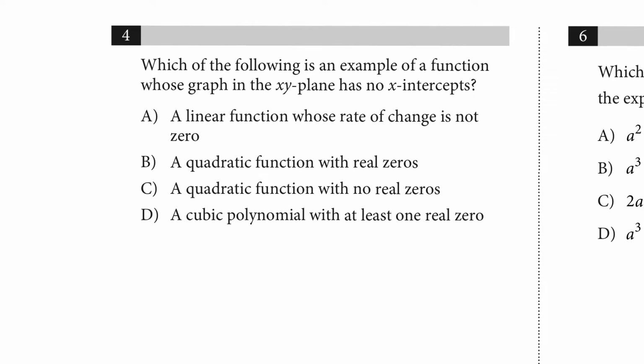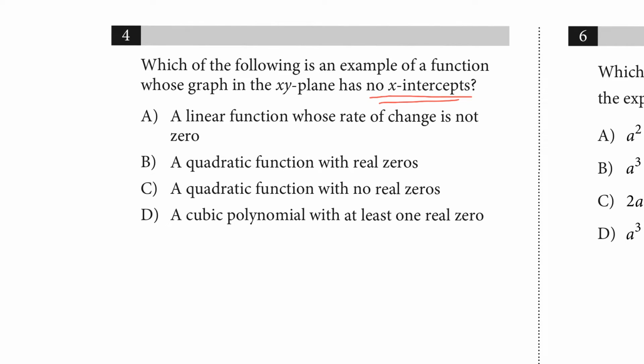Okay, so problem number 4 says, which of the following is an example of a function whose graph in the xy plane has no x-intercepts? So we're looking for no x-intercepts. That means that there's no real zeros. A linear function whose rate of change is not 0. Well, a linear function would cross the x-axis if the rate of change is not 0. That means it cannot be a horizontal line. Okay, so that one is out.